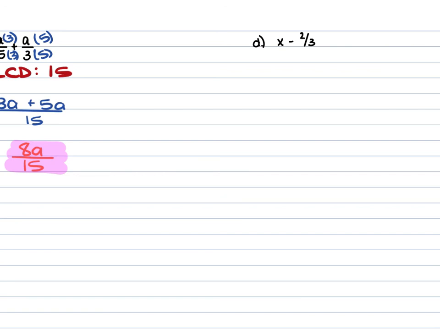For example D, you have x minus 2/3. This x is the same exact thing as saying x over 1 minus 2/3. So from here, your least common denominator is 3. So we multiply the top and the bottom of that first fraction by 3, and we get 3x minus 2 all over 3.